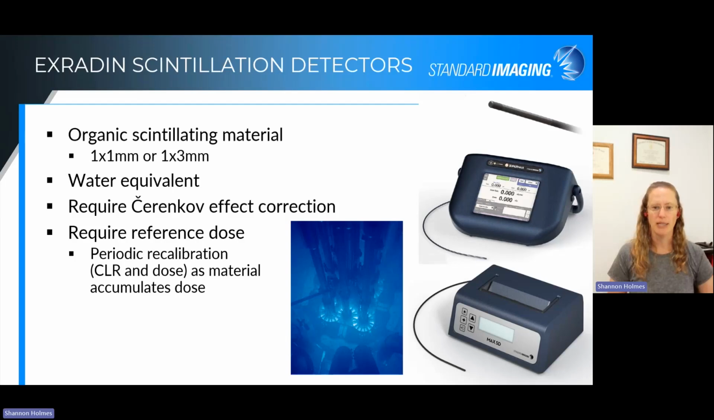They're also not NIST traceable calibratable, so you have to cross calibrate them or daisy chain them with a calibrated dosimeter or a calibrated ion chamber, and then recalibrate them periodically, both for the CLR here stands for Cherenkov light ratio, the correction method we use for Cherenkov, as well as a dose calibration as the material accumulates dose.